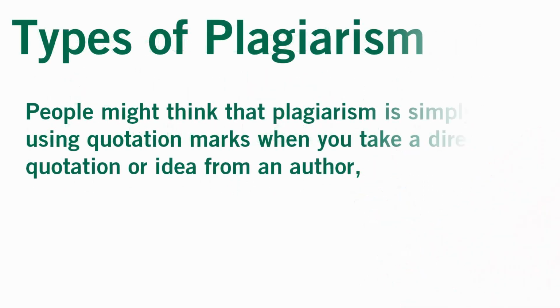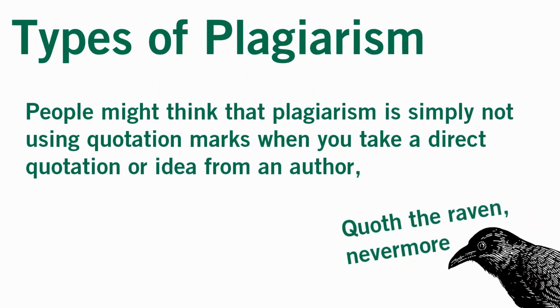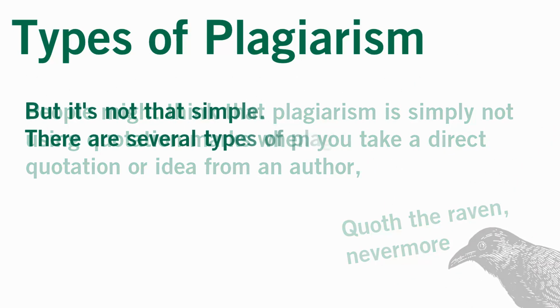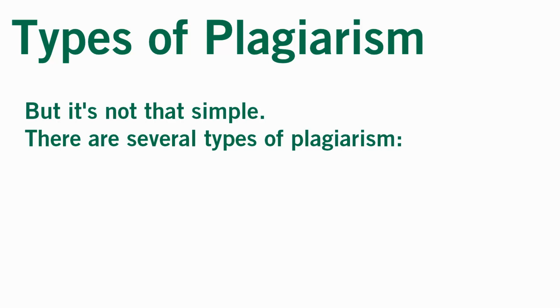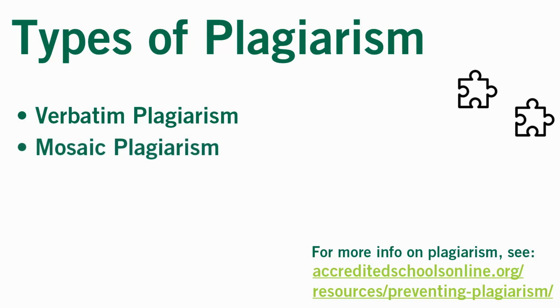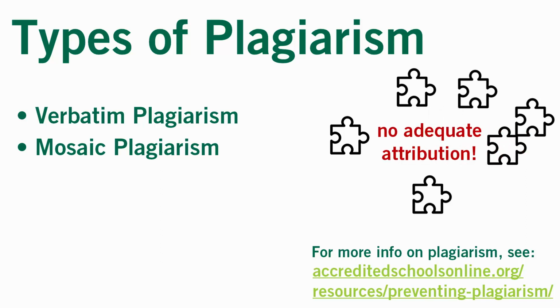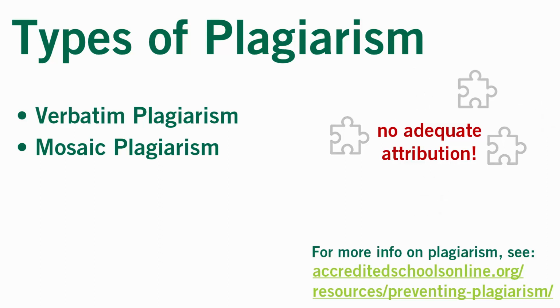People might think that plagiarism is simply not using quotation marks when you take a direct quotation or idea from an author, but it's not that simple. There are several types of plagiarism. The example just mentioned is verbatim plagiarism, but there are many other types. Mosaic plagiarism is a kind of patchworking in which parts from one or many sources are cobbled together with some of the writer's own words, but with no adequate attribution. Mosaic plagiarism is often the copy and pasting kind of plagiarism people do hastily to try to put together information.